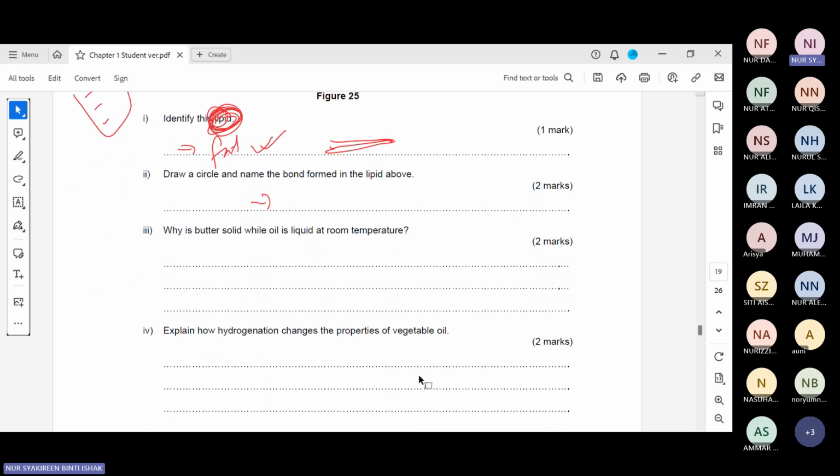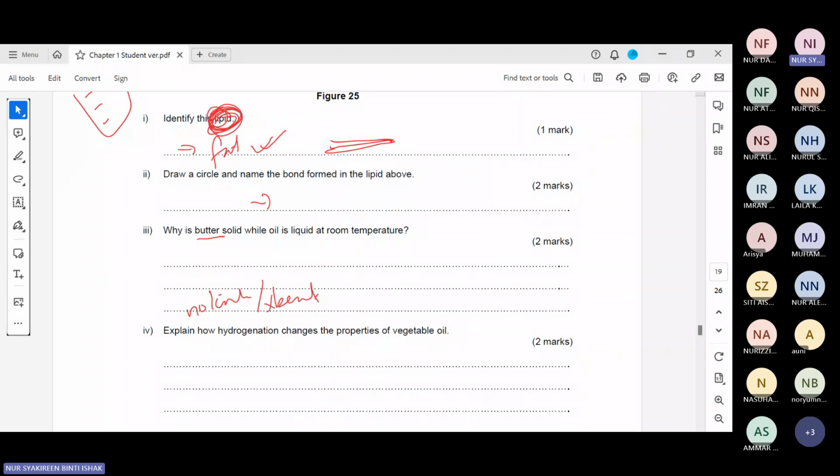So why is butter solid while oil is liquid at room temperature? Ni awak kena cerita lah dari segi dia punya komponen. So butter is saturated fats, satu markah. Okay. Butter is saturated fats. It is made up of saturated fatty acids, okay, with maximum number of hydrogen atoms. It has no double bond. Okay, it has no double bond between the carbon, and so therefore the molecule is not bent. Okay, the molecule is not bent, or it has no kink. Kink ataupun bent. No kink ataupun it is not bent.